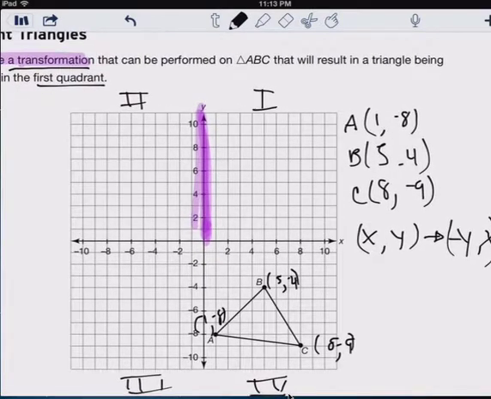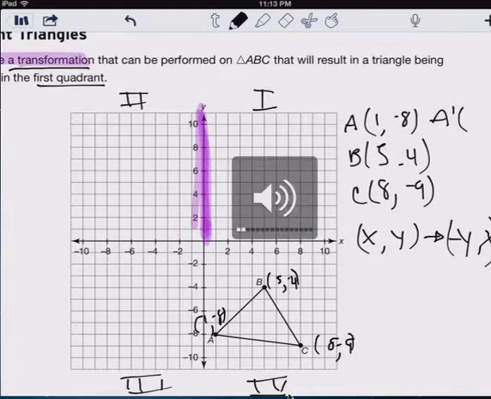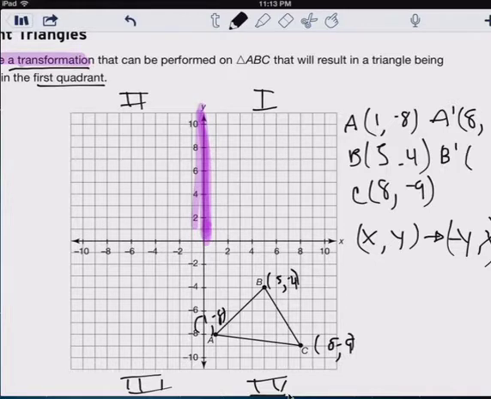So you switch it, so A prime is, I find it easier finding the coordinate first, then graphing. So opposite of Y, which should be 8, and X stays the same. B prime, opposite of Y, is 4 and 5. Then opposite of -9 is 9, and 8 stays the same. Okay, and then you use that to graph.